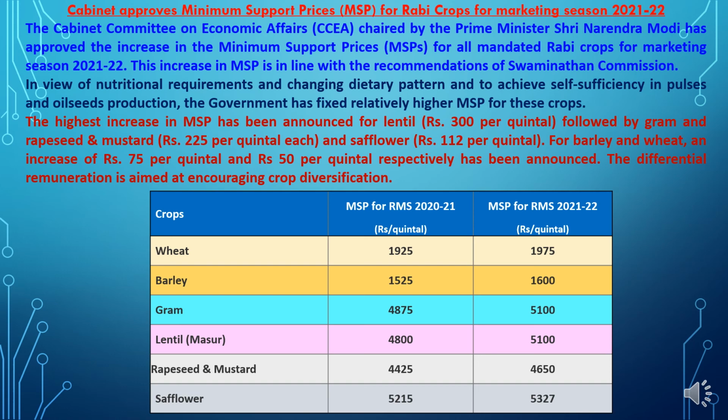The highest increase in MSP has been announced for lentil, 300 rupees per quintal, followed by gram and rapeseed and mustard, 225 rupees per quintal each, and safflower, 112 rupees per quintal. For barley and wheat, an increase of 75 rupees per quintal and 50 rupees per quintal respectively has been announced. The different remuneration is aimed at increasing crop diversification.